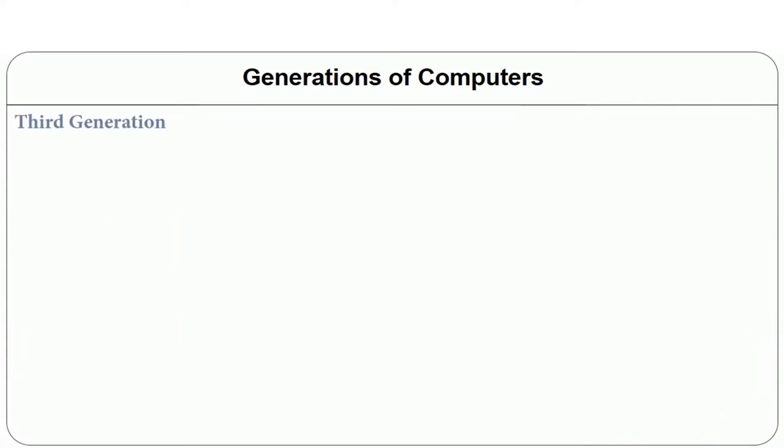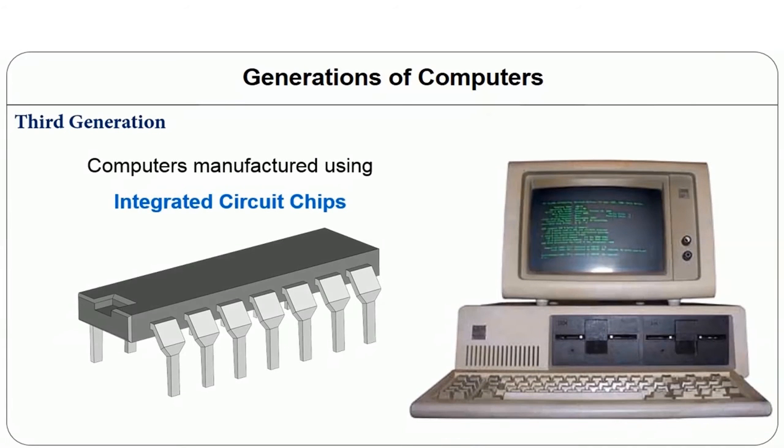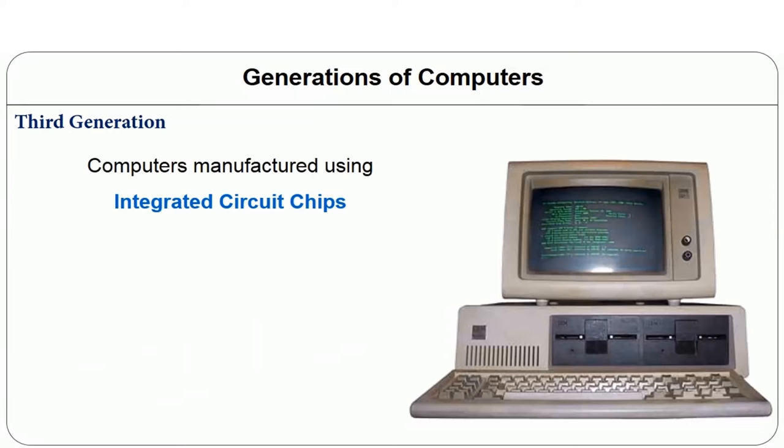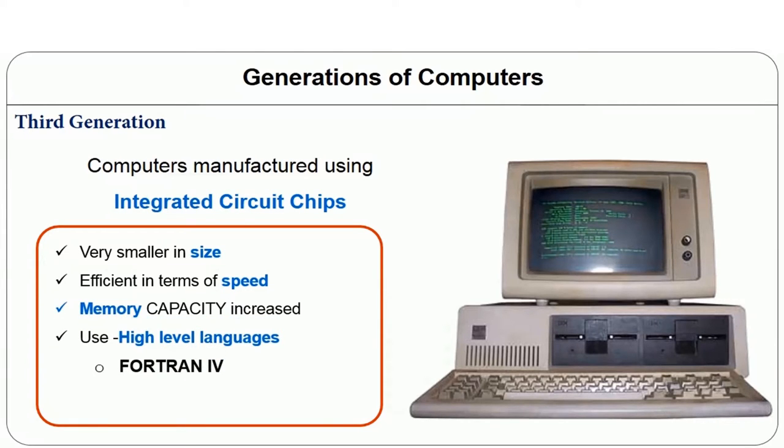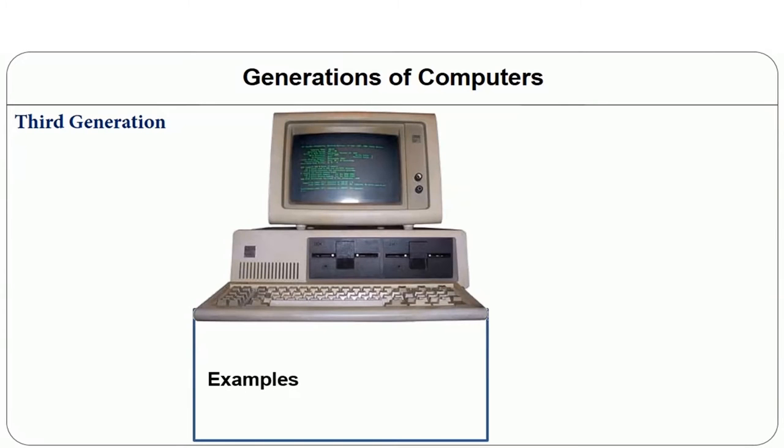In the third generation, small chips consisting of the capacity of 300 transistors were invented. These chips were also called as integrated circuit chips, that is IC chips. The computers designed using IC chips were still smaller in size and efficient in speed and memory capacity. Due to good amount of memory capacity, high-level languages like Fortran 4 and common business-oriented language, COBOL, were in use. TDC 316, TDC 332, and IBM 370 are some examples of third-generation computers.